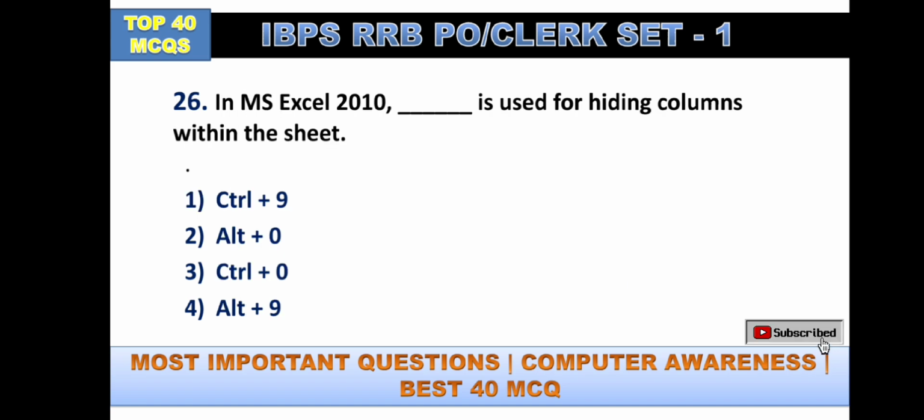In MS Excel 2010, which shortcut is used for hiding columns within the sheet? See, for hiding the columns, we simply press Ctrl plus 0. Ctrl plus 0. Here the answer is option number 3.